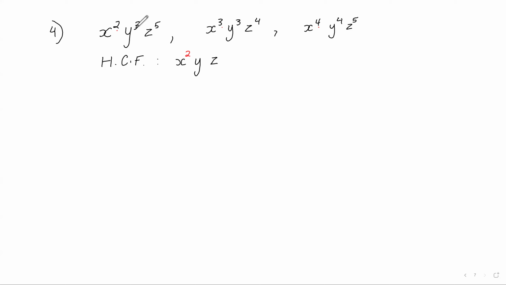What about y? You have 3, 3, and 4. Yep. And then z would be what? 4. Correct. 4. So the highest common factor will be x squared, y cubed, z to the power of 4. Great.